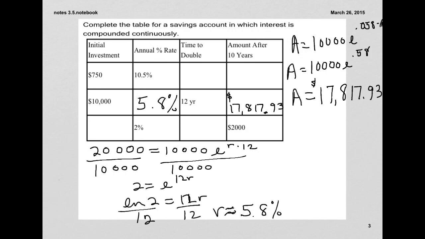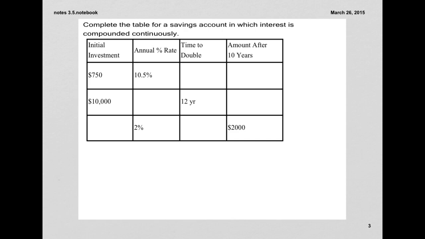Okay, we have one final example. This time we don't know the initial investment. We know the annual rate is 2%, and the amount after 10 years is $2,000. So we have our amount, that's $2,000, is equal to the principal times e to the 0.02, the rate, times 10, since it's after 10 years. So we know everything but the P.